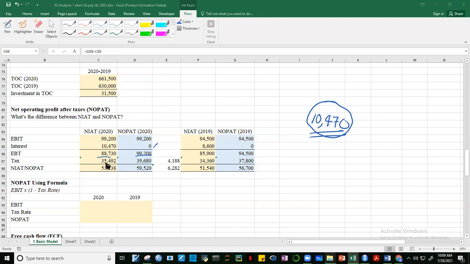So if you notice, guys, mas malaki yung tax ni NOPAT kaysa kay NIAT, no? And the difference is 4188. Now this is because, no, yung interest expense natin, guys, it reduces the taxable amount. Kasi ito yung taxable amount, no? Mas malaking taxable amount ni NOPAT kaysa kay NIAT. So yung tax ni NIAT mas maliit. So in other words, guys, what do we have with the interest expense? There's what we call tax savings.